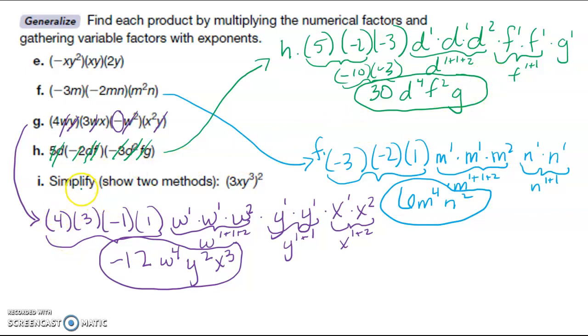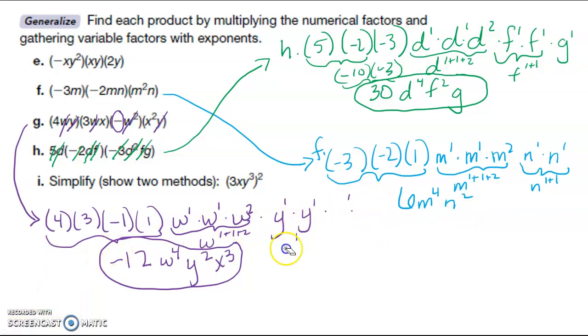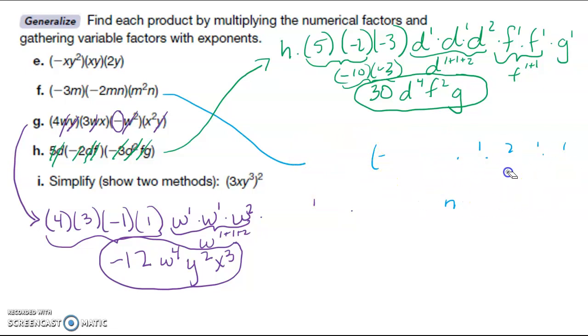Let's see. I show 2 methods to do this, so I'm going to have to do some erasing. Hopefully you've written this down already so that this doesn't drive you crazy. You can always pause these videos if you need to.